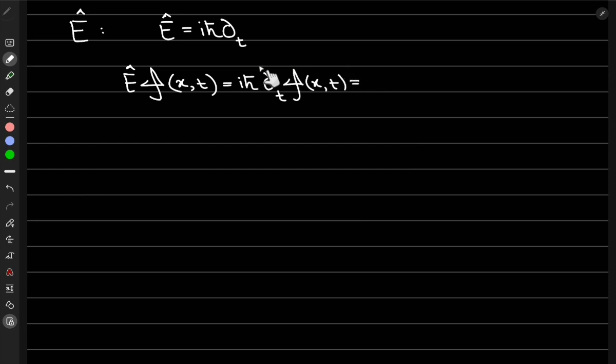Now I'm going to again use the definition of the derivative, and now I'll do this a little bit quickly. So this would be iota h bar limit of delta t, this time which goes to 0, of psi of x comma t plus delta t, since this time the change would happen in t, minus psi of x comma t, divided by delta t, right? So again, let's use the Taylor series expansion and expand this thing.